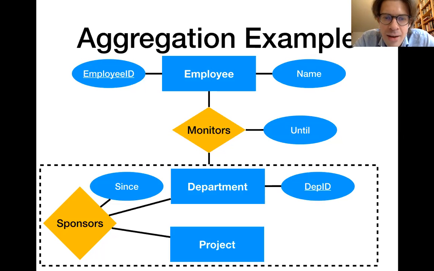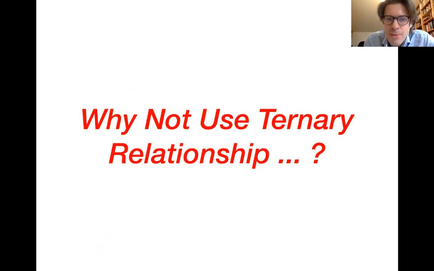And perhaps to clarify things, in this situation you could also imagine that we are connecting perhaps three entities, the employees, the departments, and the projects. Does anyone have a suggestion about reasons why we would prefer the aggregation in some cases over those ternary relationships?